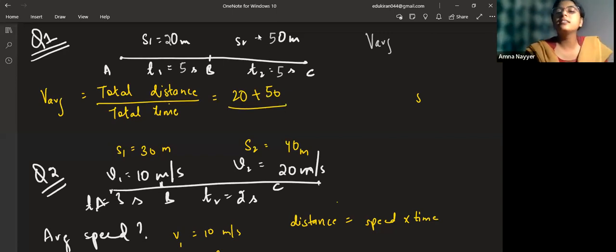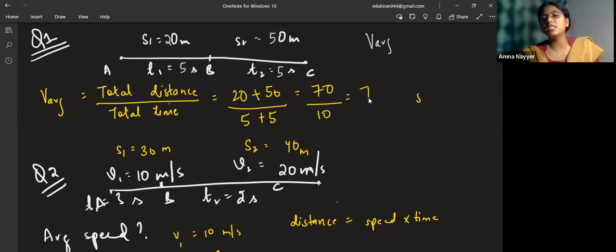Second distance is 50. That is the total distance. Now, Siddika, can you tell me what is the total time? Yes, Siddika. What is the total time? Total distance Afnan has answered. 10 seconds. Very good. Because that will become 5 plus 5. Right? So this becomes 70 divided by 10, which is 7 meter per second.